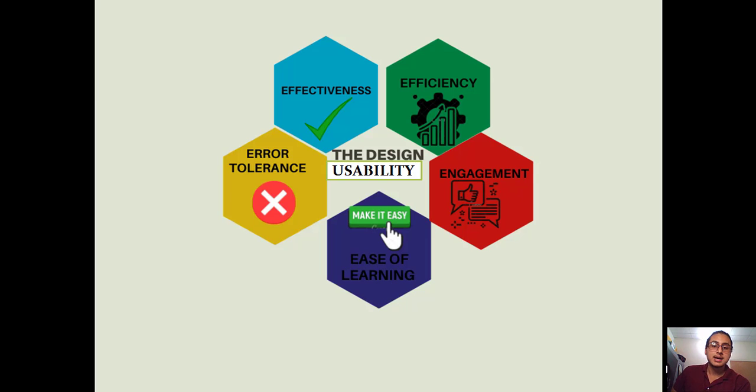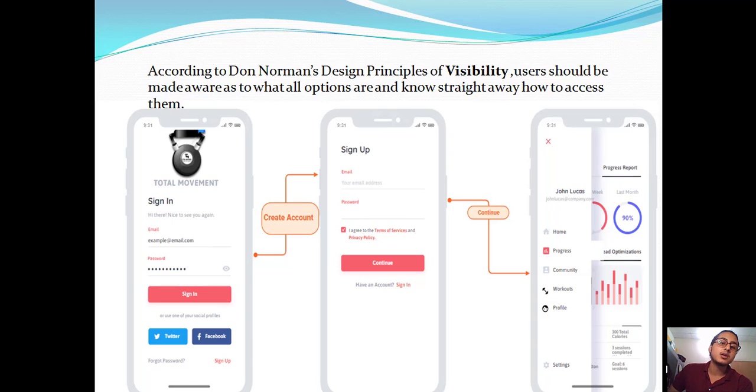Concerning this assignment, we will be discussing the design usability in terms of the ease of learning. Now, obviously, users need to be able to take a break from the device or user interface and come back to know exactly what it is they have to do in order to navigate. So you have to make it easy. In terms of the engagement, the consumer has to be provided with feedback, the efficiency, effectiveness of the product as well, and error tolerance. According to Don Norman's design principles of visibility, users should be made aware as to what all options are and know straight away how to access them.